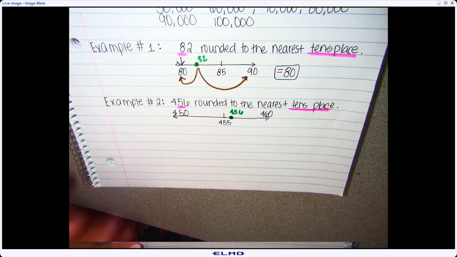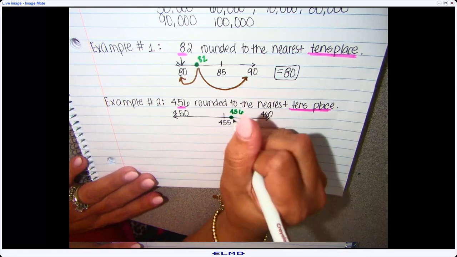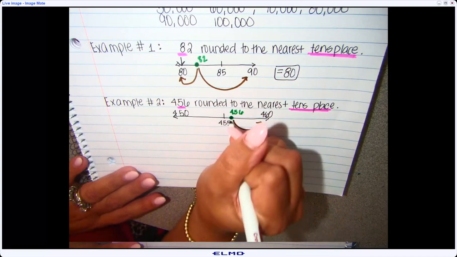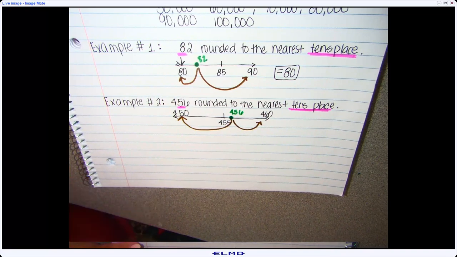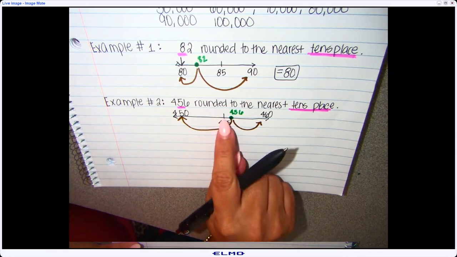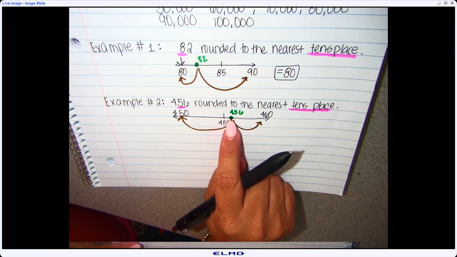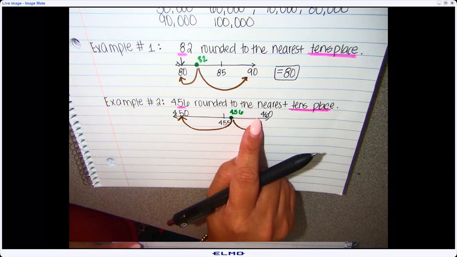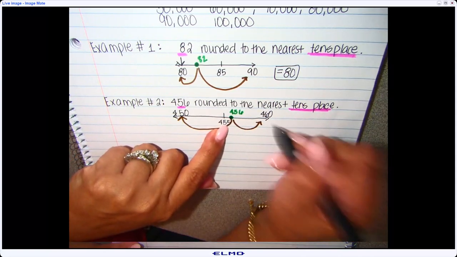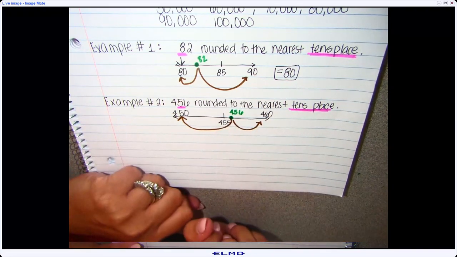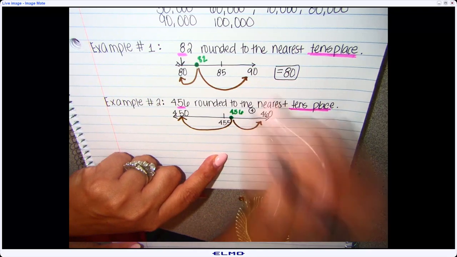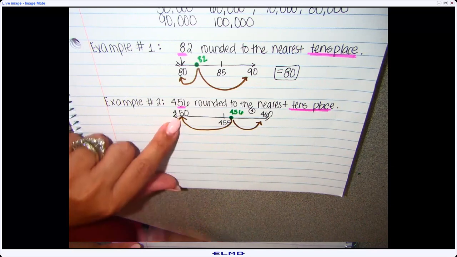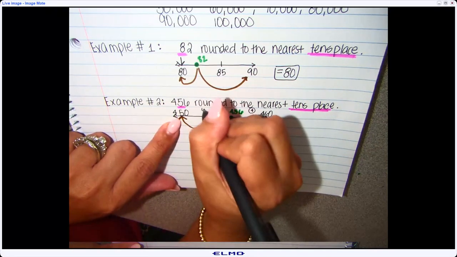Now let's go back and think about our little frog. My little frog can either jump to the 460 or it can jump to the 450. Which one is it closest to? 460. And if I'm not sure, because it's pretty close to that middle number, I could find the difference between 455 and 456 and 460. There are 4 spaces. And between 450 and 456, there are 6 spaces.